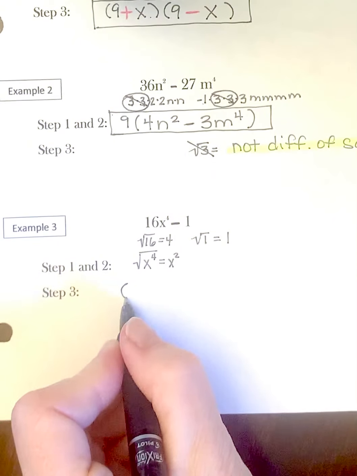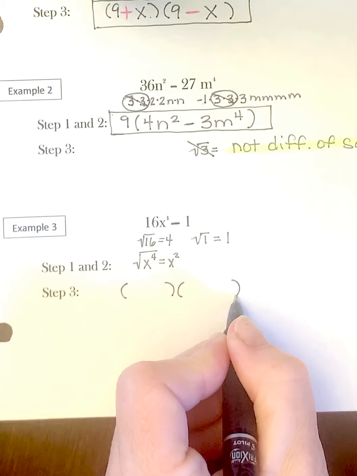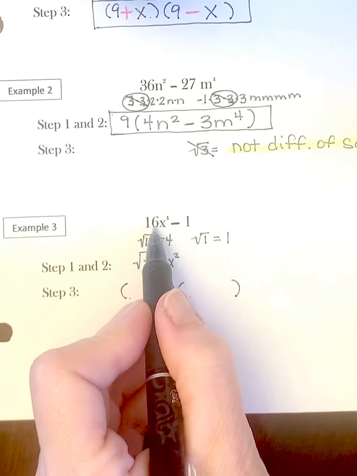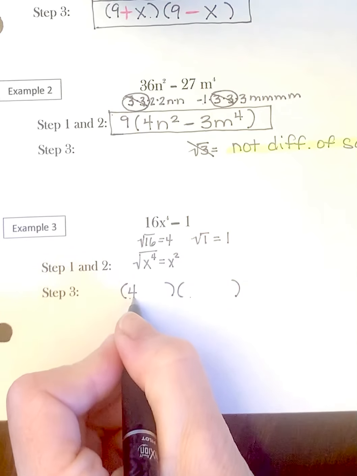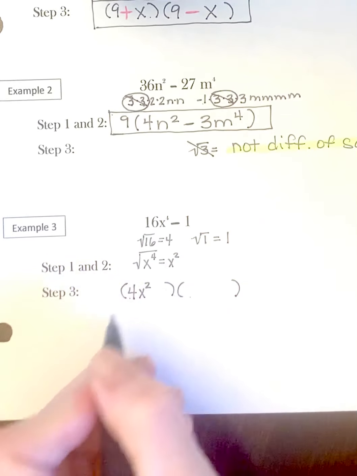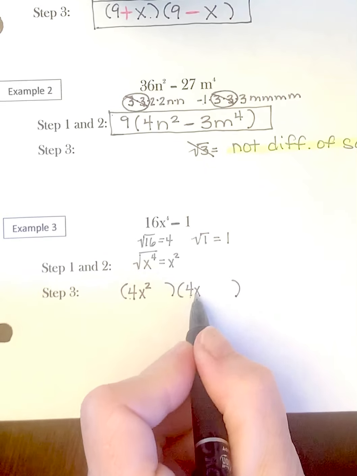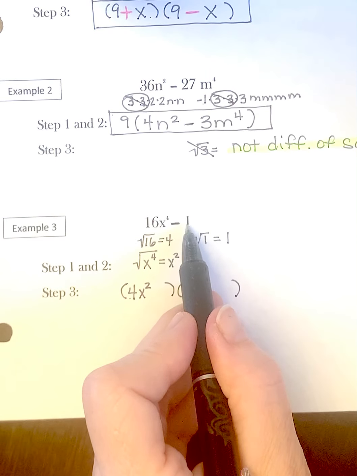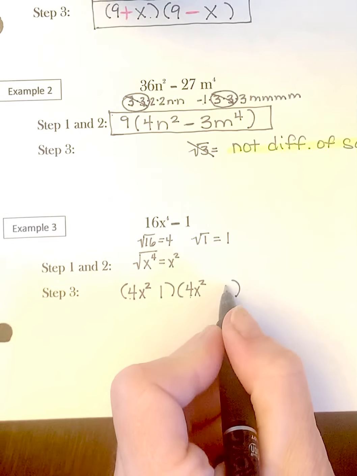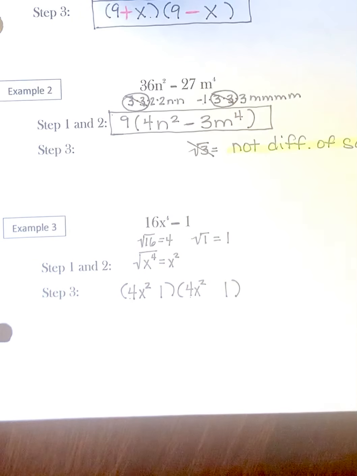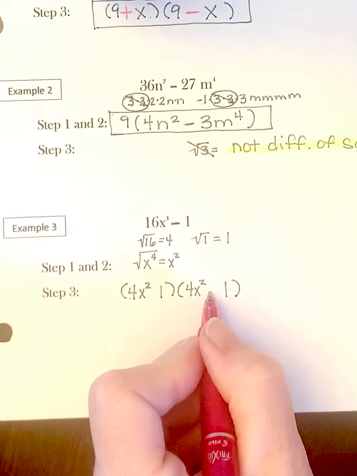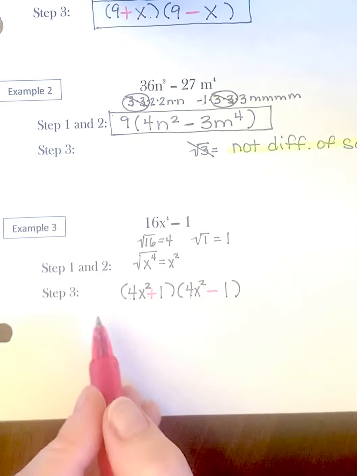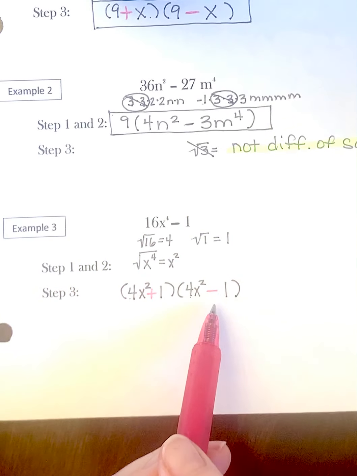That means we can go ahead and write our binomials. The square root of the first term will go in the first spots. So the square root of 16, and then the square root of x to the 4th, and that will go in the first spots. And then the square root of the second term will go in the last spots. So the square root of 1, square root of 1, okay? And then one of the binomials will be a minus, and one of the binomials will be a plus. All right, so we factored this difference of squares.